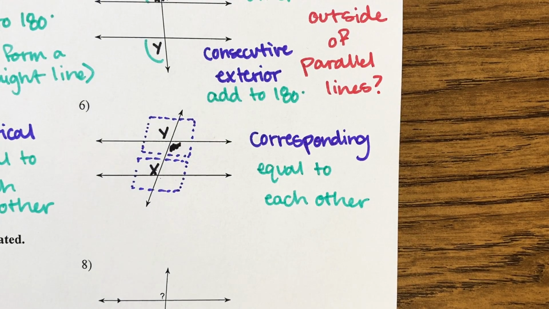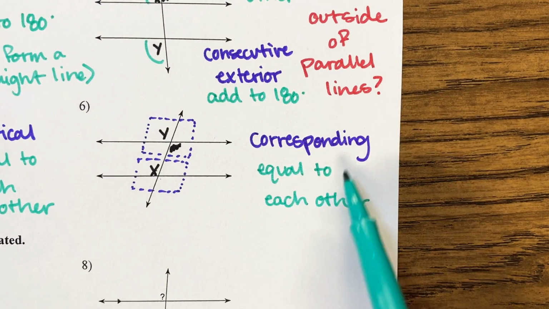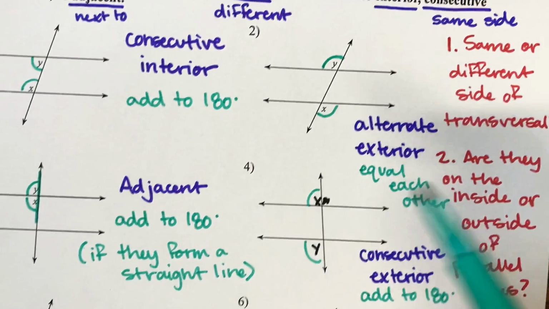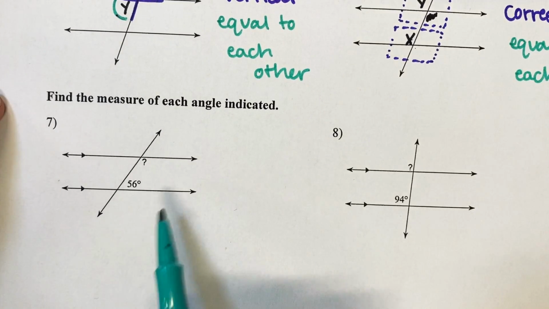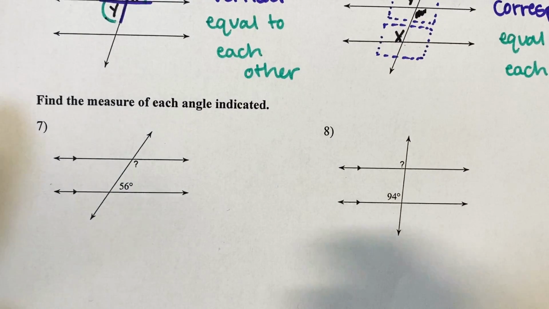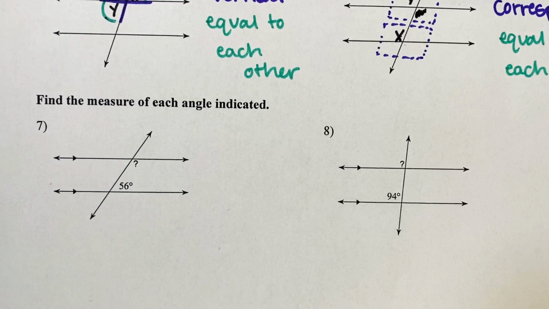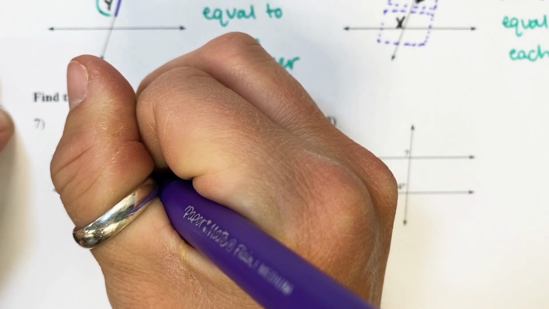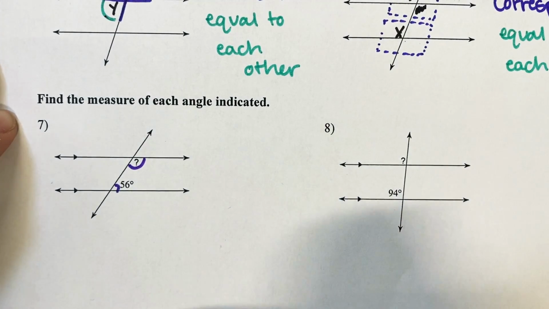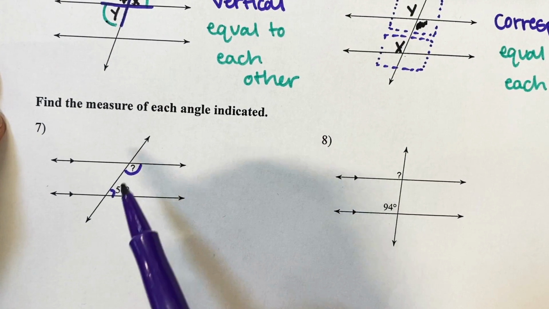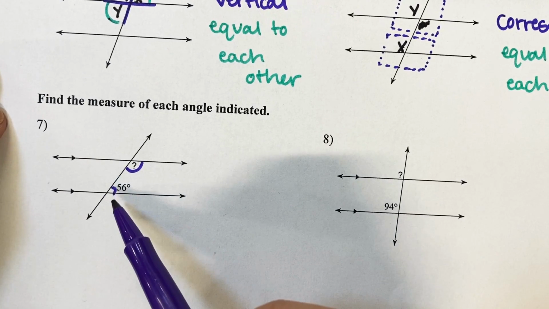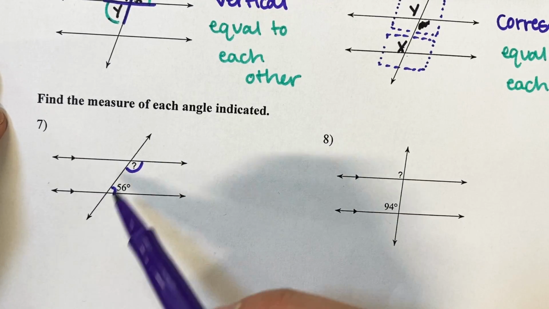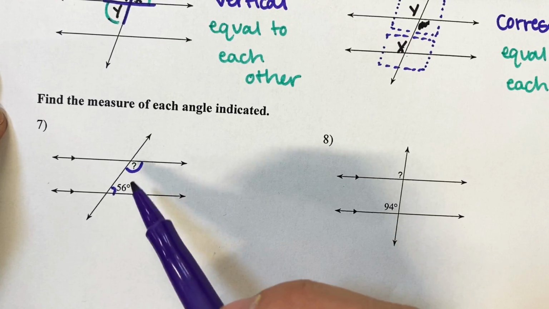Beautiful. Okay, so let's practice these. Now that we know what we call them and what they're equal to, let's see if we can find missing angles. First we need to classify these angles. It gives us 56 and this angle right there, which we're trying to find. Let's identify, are they on the same side or different side of our transversal? They're both on the right and they're both inside our parallel lines.